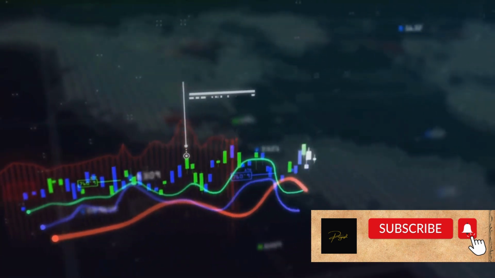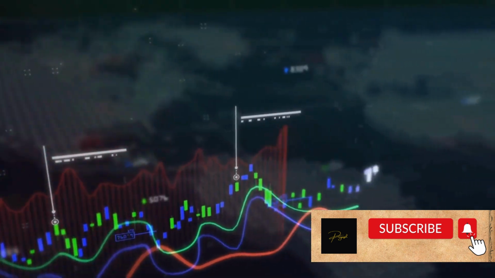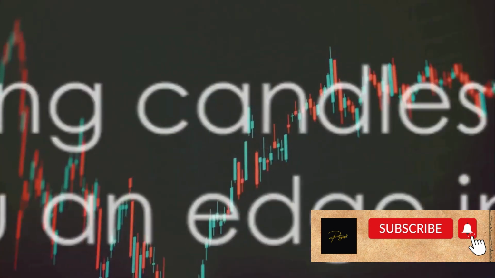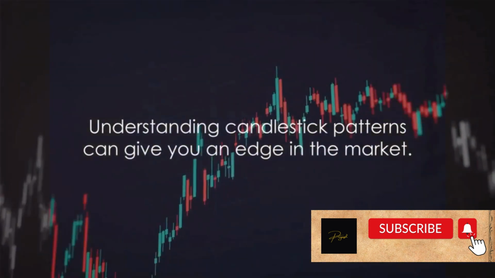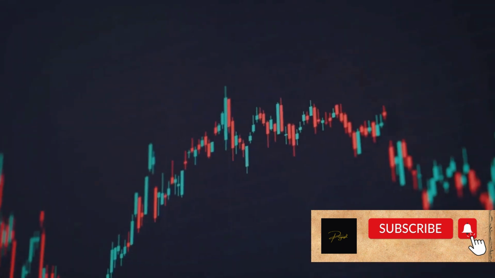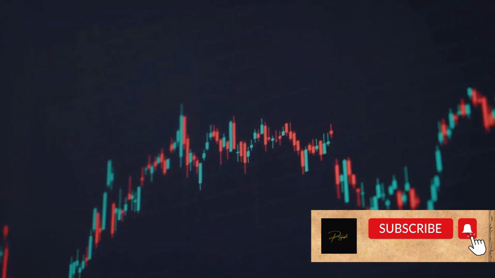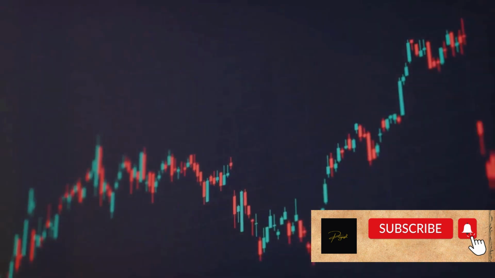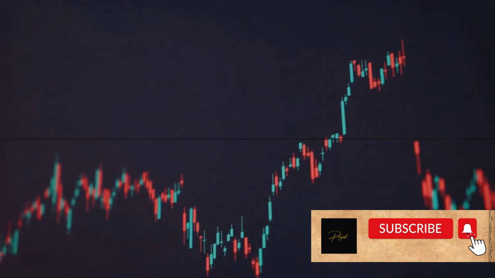Candlestick patterns are a form of technical analysis, and they can be used to predict price movements before they happen. It's like having a secret code to the market's moves. Knowing how to read these patterns can give you a significant edge in the market. So let's dive into these patterns and decode the market secrets together.